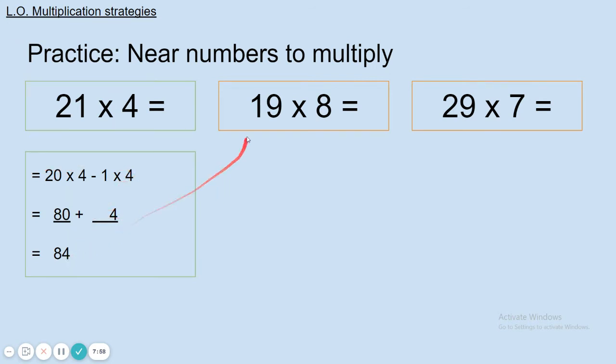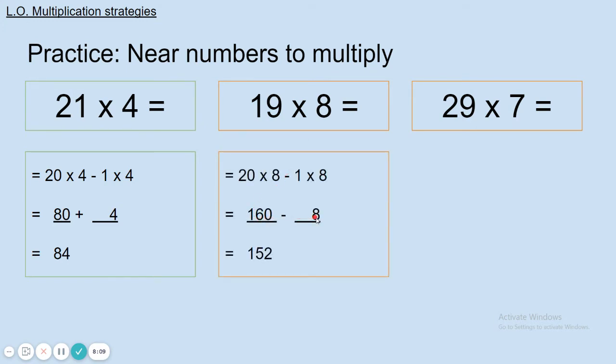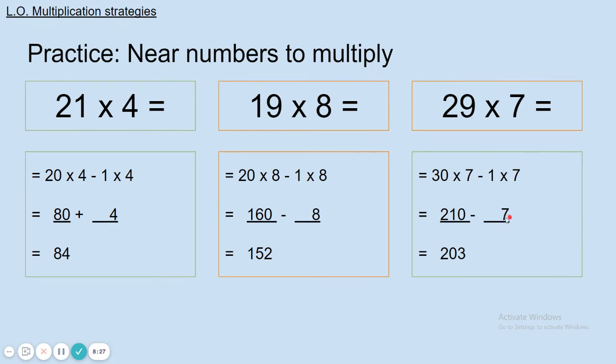Doddle. 19 lots of 8. That's very close to 20 again, isn't it? And so you could do 20 lots of 8. And then, boom, take away. Then after that, once you've worked out what 20 lots of 8 are, you just take away 1 lot of 8. And then you've got 152. And then finally, this one is very close to 30. And so you probably realise that you could just do 30 times 7, 30 lots of 7, which is 210. And then take away 1 lot of 7, which is 203.